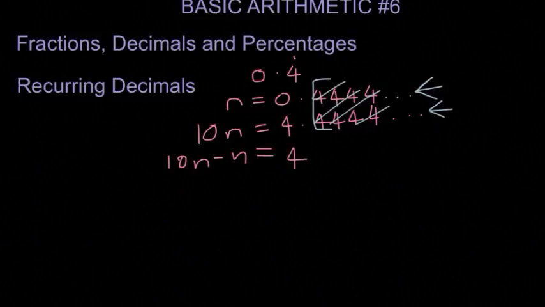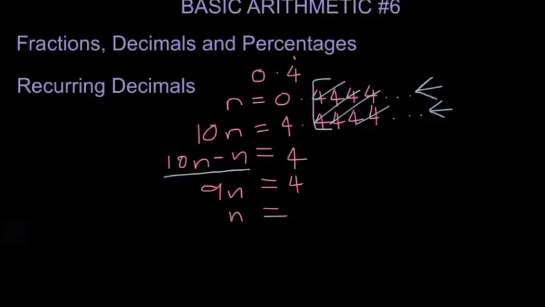But looking at this 10n minus n, you can see that that is also going to be 9n. And as we can see from the previous line, 10n minus n is equal to 4. That means 9n is equal to 4. What I want to do is try and find out what n is. If I divide both sides by 9, then we'll have n is equal to 4 over 9.